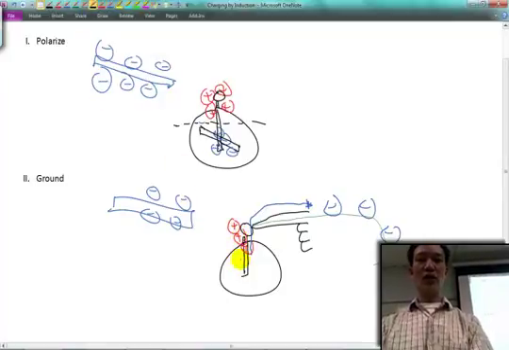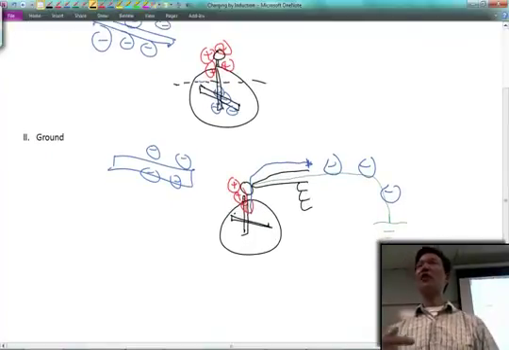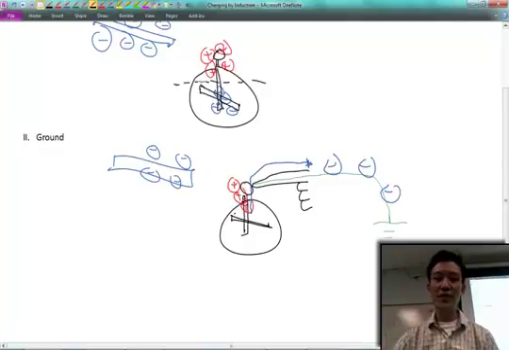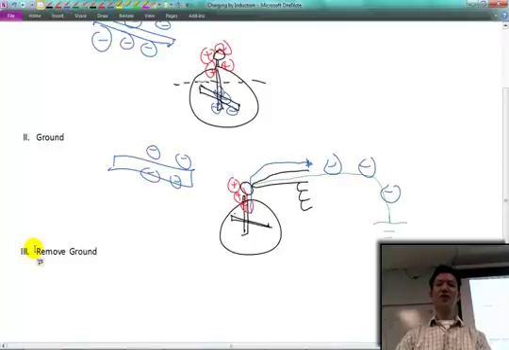So something weird is going to happen. You're going to see the needle actually start to swing apart even more, because here's what's going to happen in the end. We're going to combine the last steps. So in order for induction to work, you have to polarize, you have to ground it, but then you have to remove the ground first. You have to do this in this order. You have to remove the ground, then the charged object.